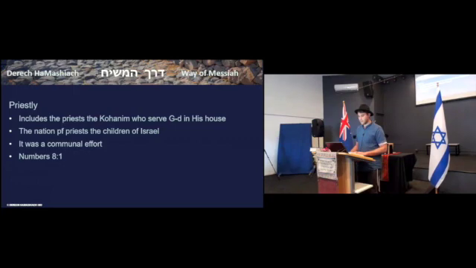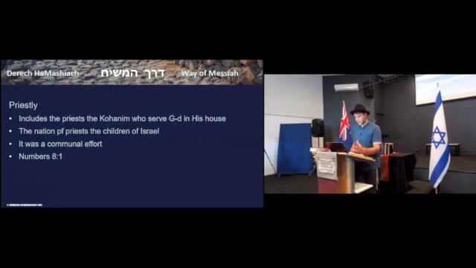Numbers 8:1 tells us to light the menorah in front of the lamps. So the lamps face towards the curtain. So it lights up the inner place where God dwells, which is also significant. Again, going back to the question, why does God need us to have a light facing him? Why light up anything at all, particularly inwards towards where he dwells? Like, what's the point?